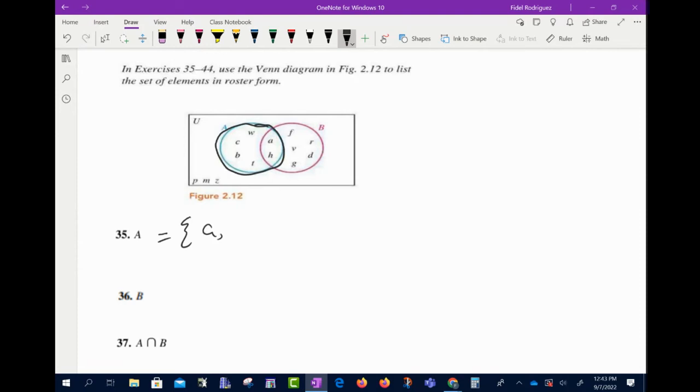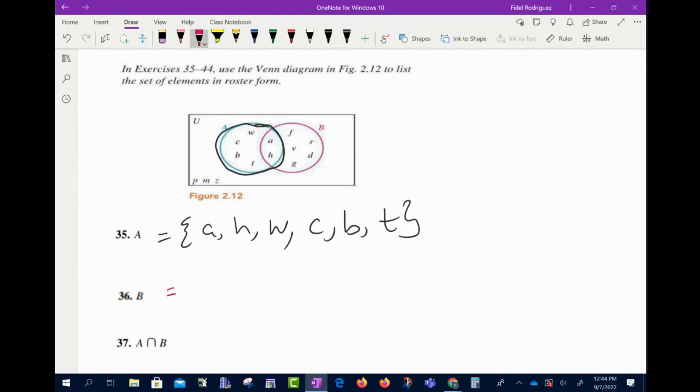A. I don't really need to do alphabetical order, but A, H, everybody agree, W, C, B, and T. That's what we're looking for: all the letters that were inside the circle of A. I know A and H were also in B, but it does not mean that they were not in A. They still were.